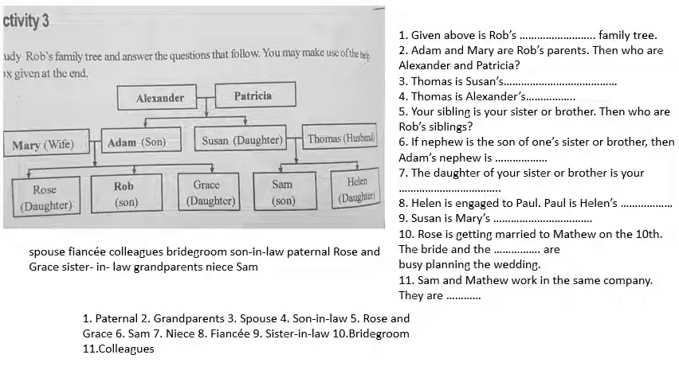Helen is engaged to Paul. Paul is Helen's fiance. The person who is going to get married. That is fiance.